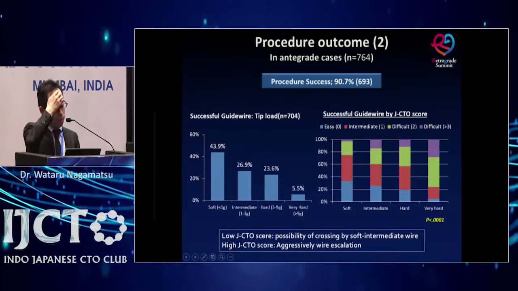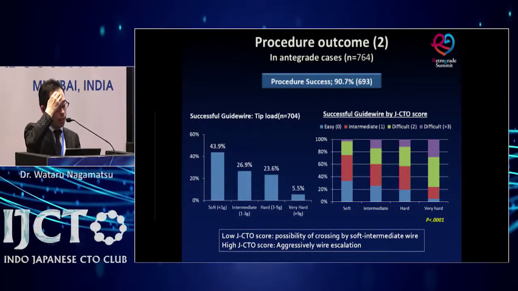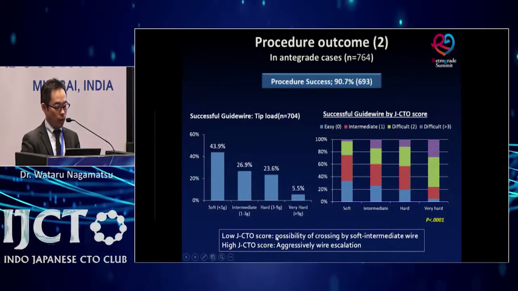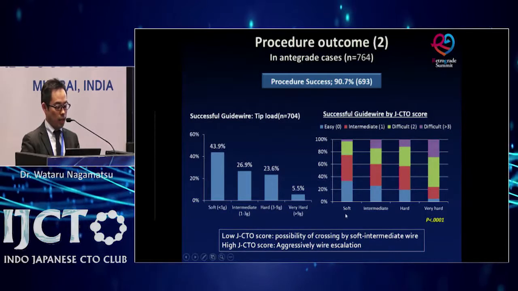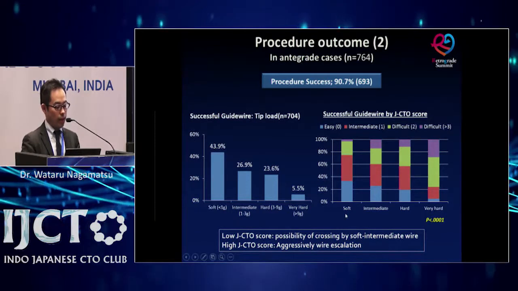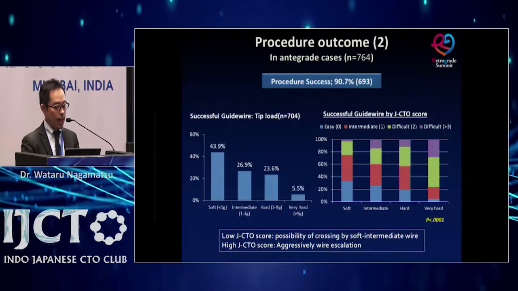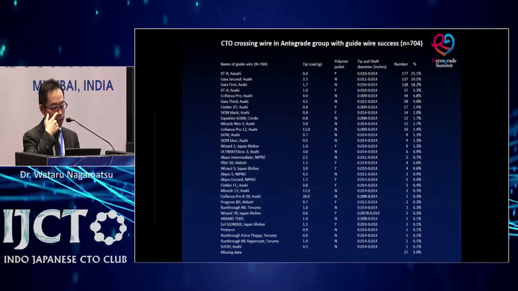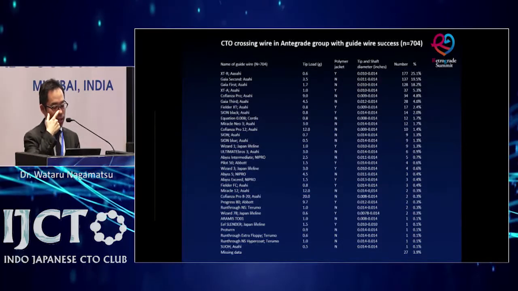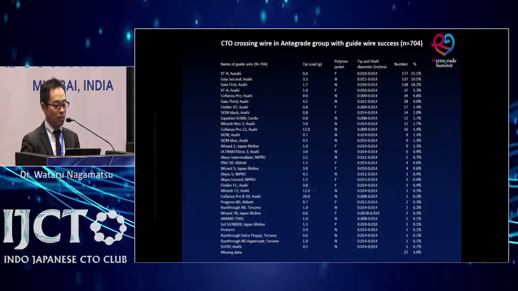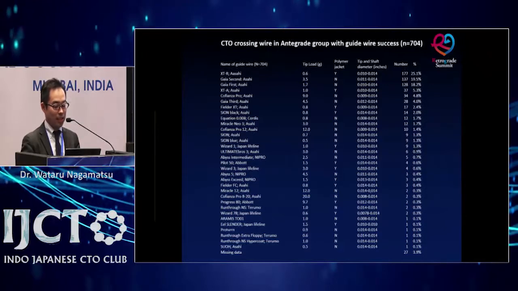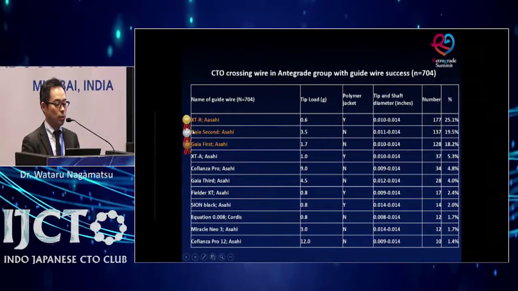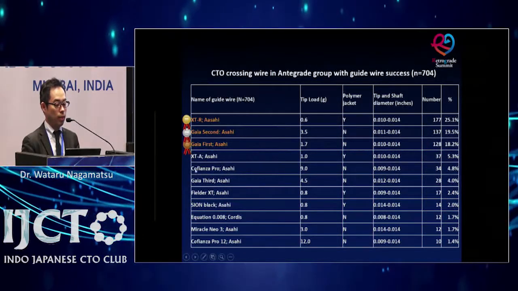So from these data, we can see that in a low J-CTO score there is a possibility of crossing with a soft to intermediate wire, and in a high J-CTO score case we need aggressive wire escalation. And we checked the final guide wire in all cases. Gold is XTR, the silver is second, and the bronze is first.